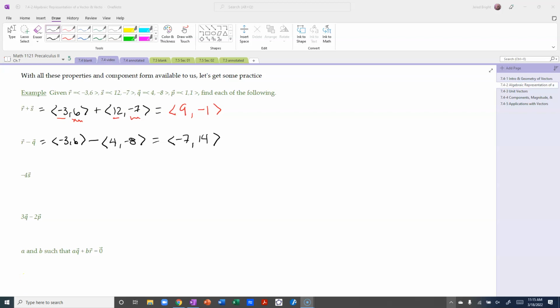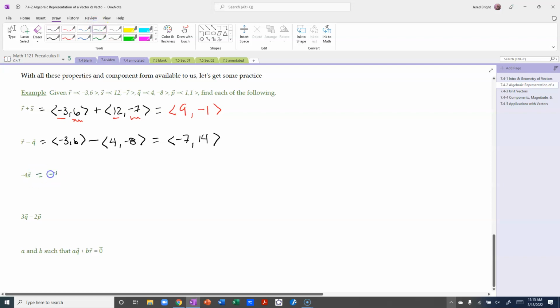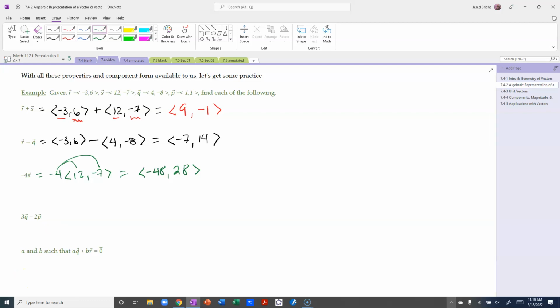Okay, -4s, now this is much like you might expect, but this just means -4 times the vector s, so 12 and -7, and this -4 would distribute, okay? So you get -48 and 28, okay? And now I want you to try 3q minus 2p, pause the video, try it out, resume it when you're ready to see the solution. There you go.